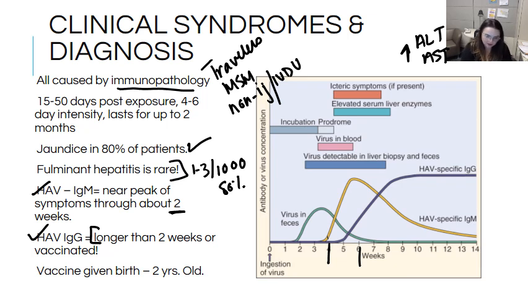So how do we avoid it? There is a great vaccine. It's given at about 2 years of age. It consists of viral particles purified from infected cultured cells, which were inactivated with formaldehyde. So it is an inactivated vaccine, and we are recommended to give it to newborns up to 2 years old in all 50 states. You can give HAV immunoglobulin as prophylaxis if you think your patient is ill.